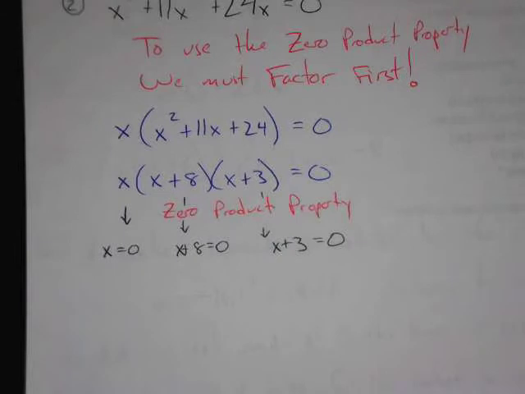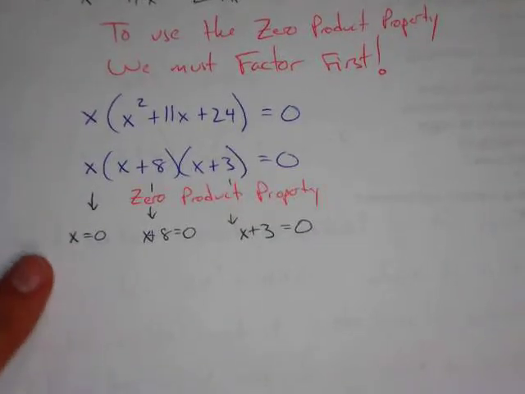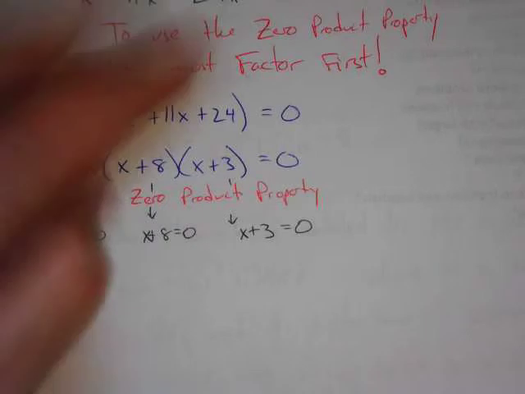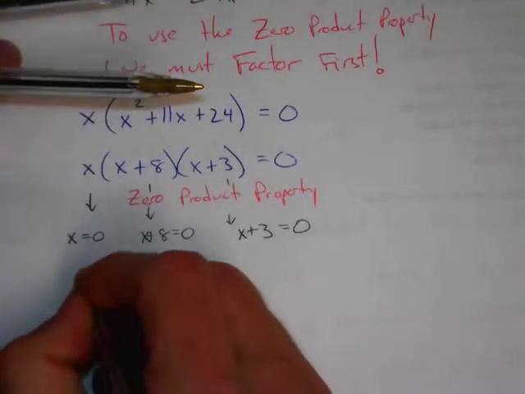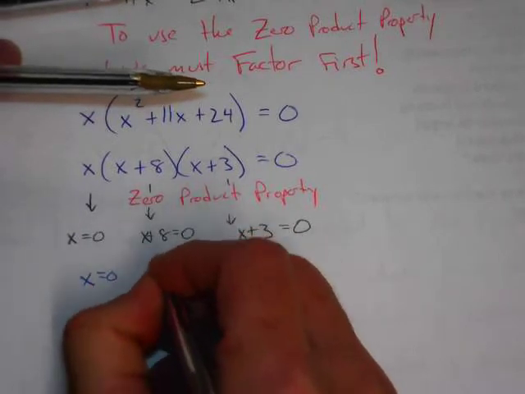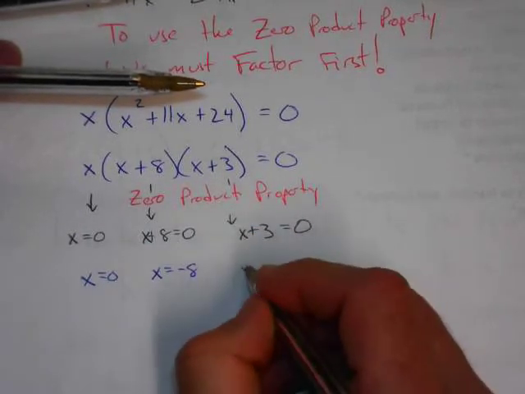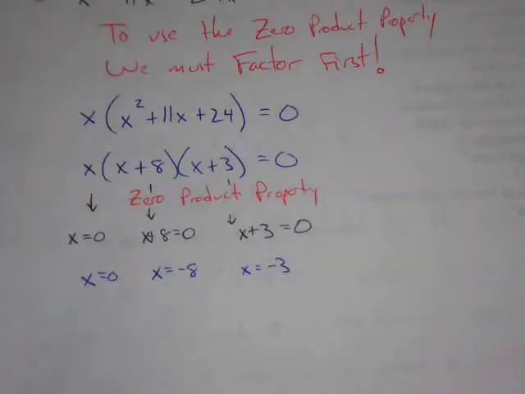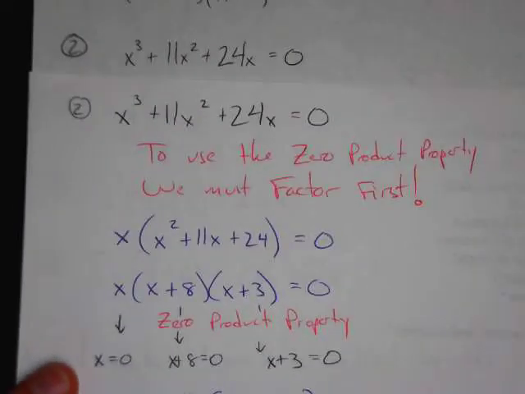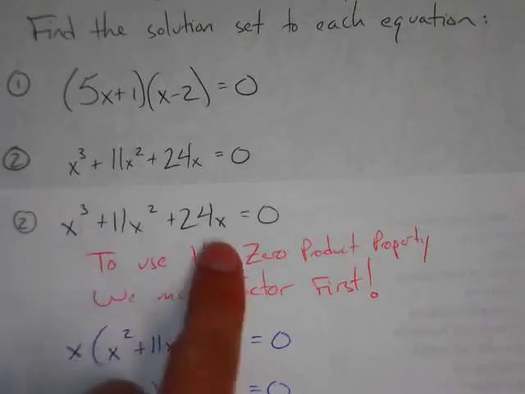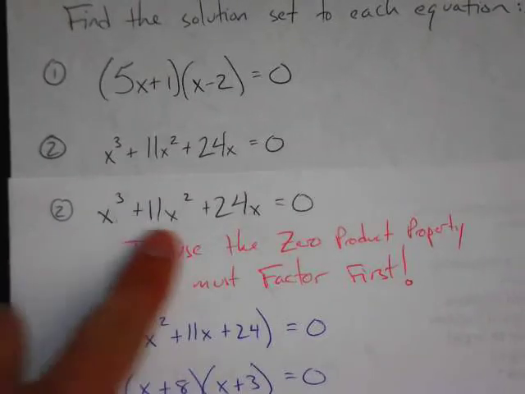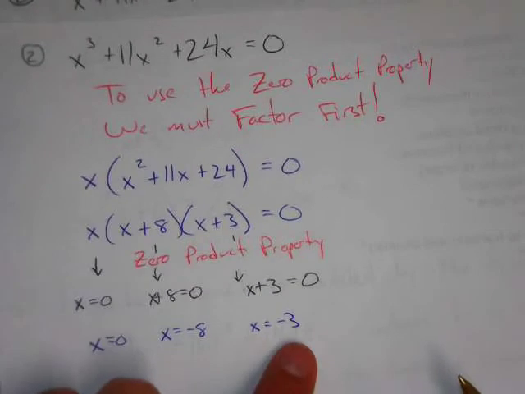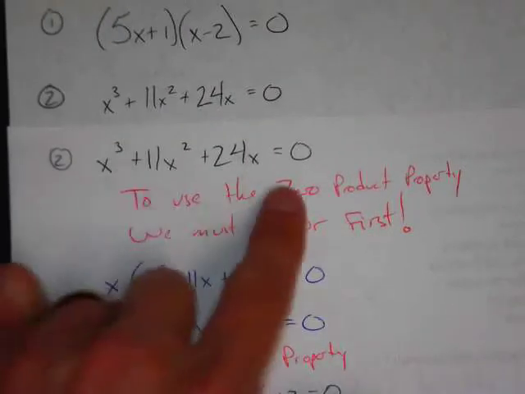So we have these possibilities based off of the logic of the zero product property. We have these 3 possibilities set up, and we solve each one. In this case, x equals 0. That's easy enough. In this case, x is equal to negative 8. And in this case, x is equal to negative 3. And that is our solution set. So if I plug in 0 for any of these, it's going to be a true statement. If I plug in negative 8 for any of these, it'll be a true statement. And if I plug in negative 3 for any of these, it'll be a true statement.